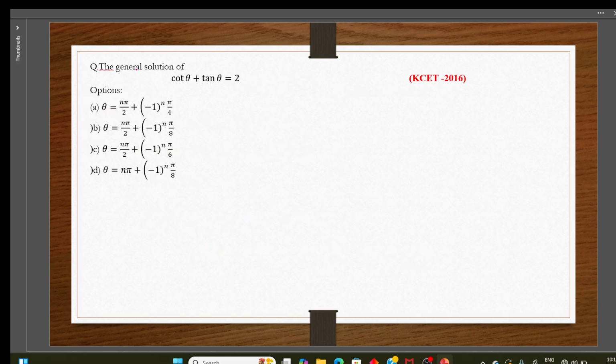Next. Here, general solution. Next question. This question is from KCET 2016. The general solution of cot theta plus tan theta is equal to 2.